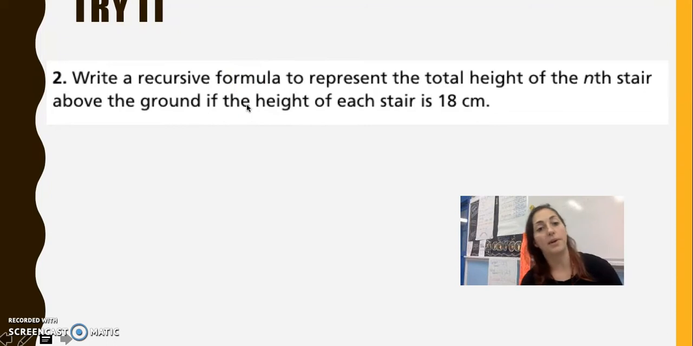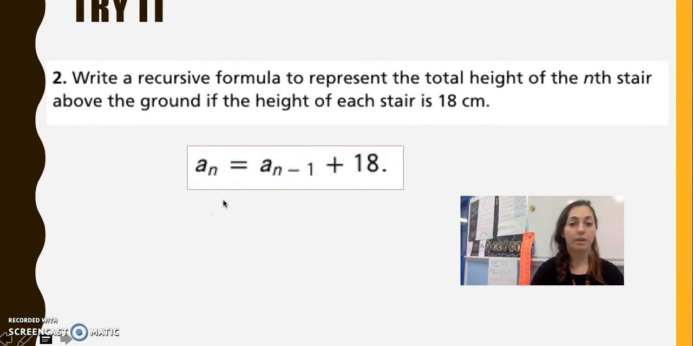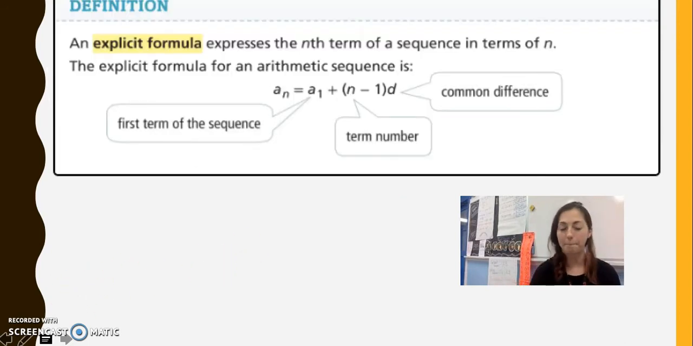Number 2 says, write the recursive formula to represent the total height of the nth stair above the ground if each stair is 18 centimeters. Same concept. So a sub n equals a sub n minus 1 plus 18. That's your answer. So that will stay consistent. All it's asking is what's the d value, the difference, and the difference is 18. Each stair has 18 centimeters, each step.